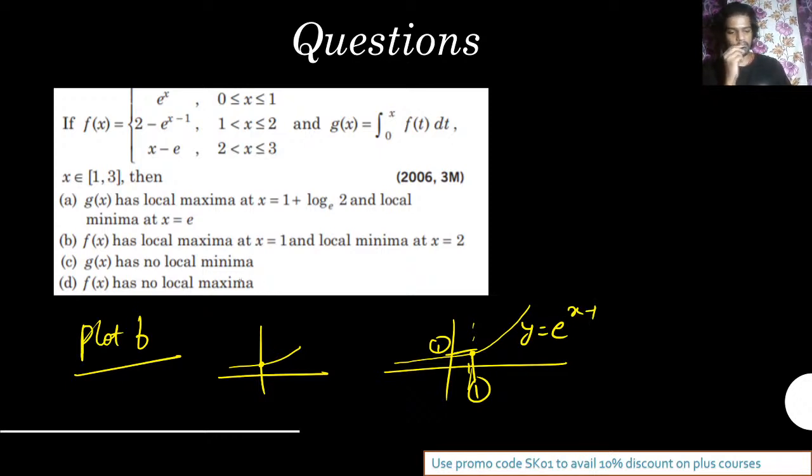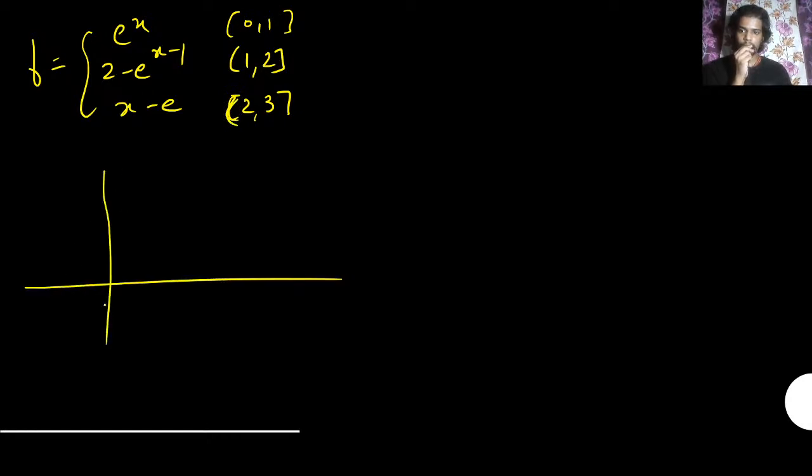Okay, so let's try to plot the graph finally. So we have f(x) equals e to the power x squared minus e to the power x minus 1, x minus e, and if you see, this is 0 and 1, the other one is 1 and 2, and the other one is 2 and 3. So let's try plotting them one by one. So at 0 the value is 1, at 1 the value is e to the power 1.